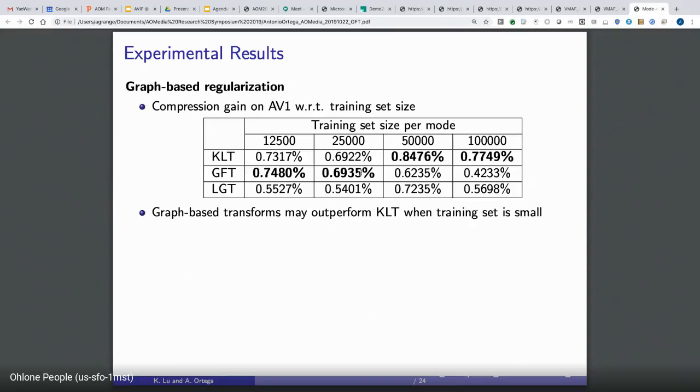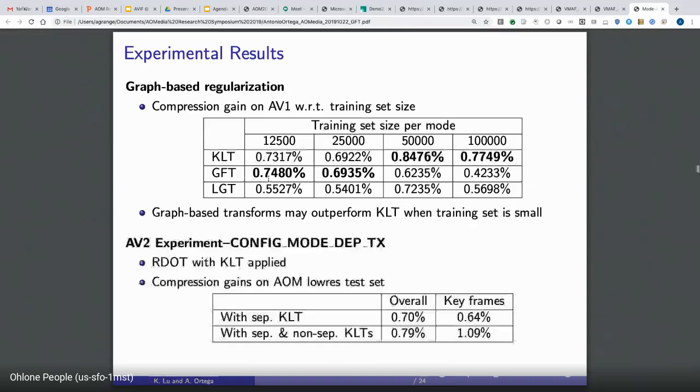Okay, so the number of parameters, if you think about it, for the KLTs is of the order of n squared over 2. For the case of GFTs, it can be a lot lower. It's more of the order of n. Okay, so this can be something quite significant if you don't have a lot of data.